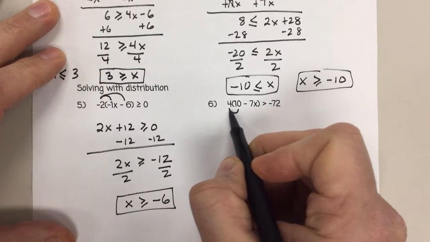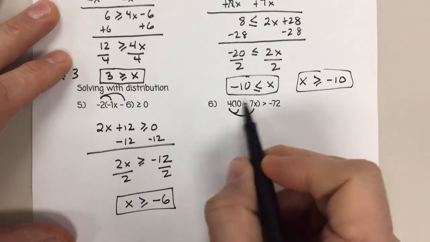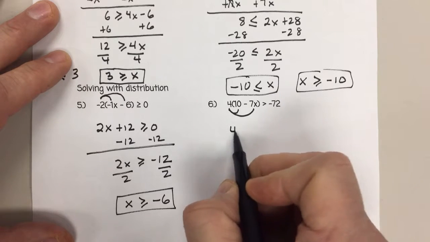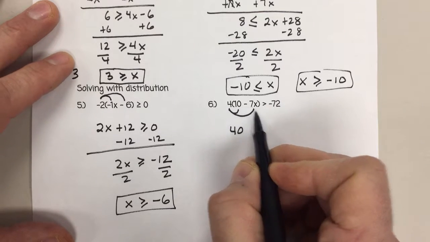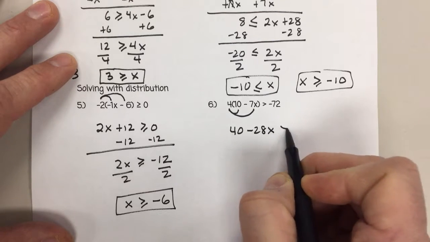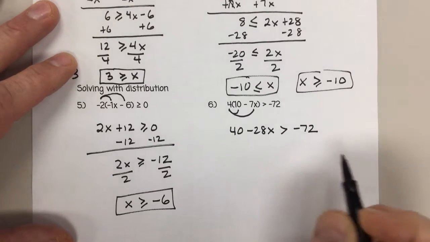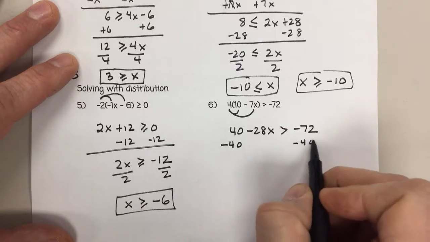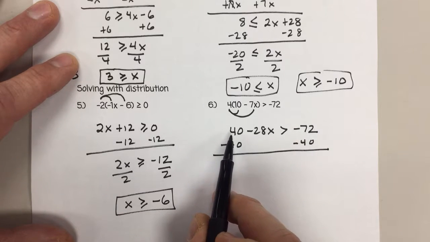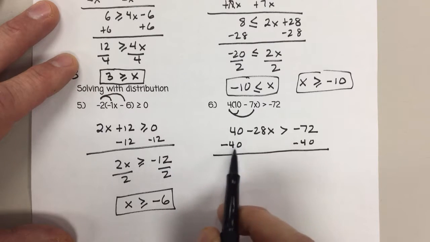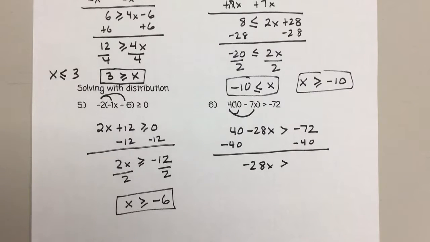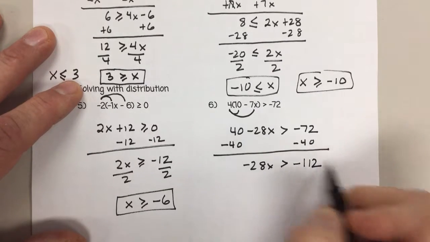For 6, I'm going to draw my rainbows below, because I ran out of room. I distribute the 4 to both terms in parentheses. 4 times 10 is 40. 4 times negative 7x is negative 28x, is greater than negative 72. Again, this is a simple two-step inequality now. I will subtract 40 from both sides first. This 40, remember, is positive right here, so I need to subtract 40. Negative 72 minus 40 is negative 112.